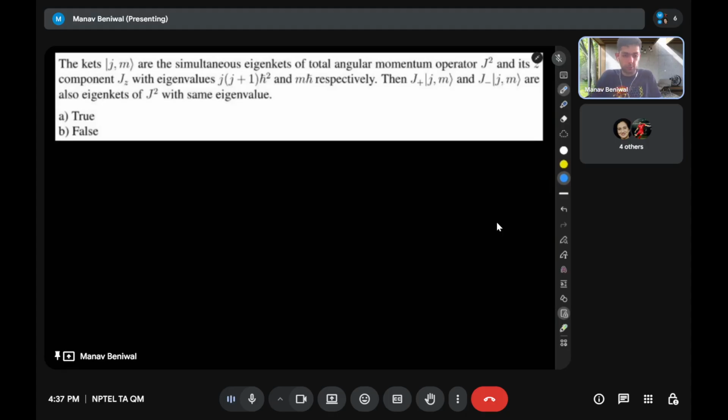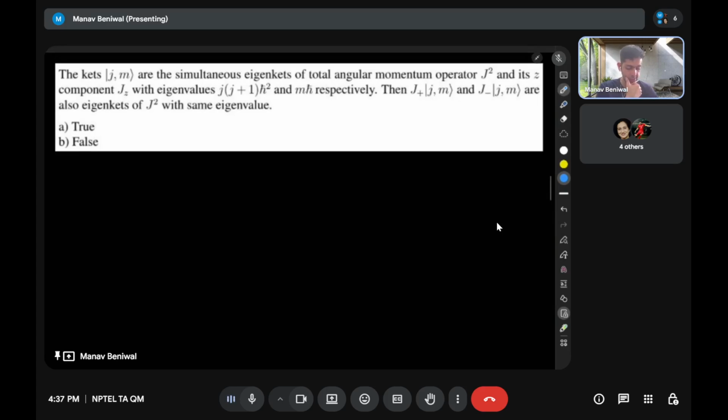So let's move on for the time being. We have the kets j comma m, which are the simultaneous eigenkets of the total angular momentum operator j square and its z component jz, which is a very standard way of representing j comma m. We also know that the eigenvalues are j times j plus 1 h cut square and m h cut respectively. This is like our hydrogen atom problem.